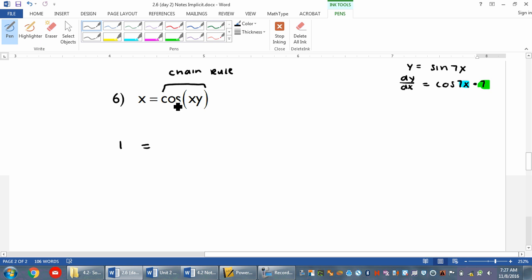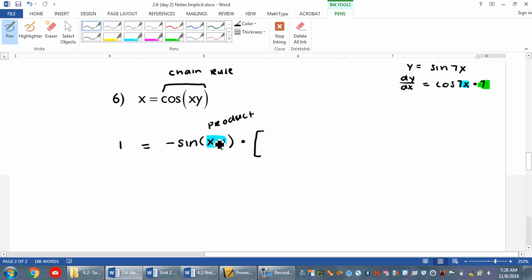All right, so the first thing I do is take the derivative of cosine. Cosine goes to negative sine, and I leave the inside the same. I am not going to multiply by dy over dx yet, since I just took the derivative of the outside, which is cosine goes to negative sine. Now, when I multiply, I have to take the derivative of my inside. But if you notice, I have a product. So to take the derivative of xy, I have to use the product rule.